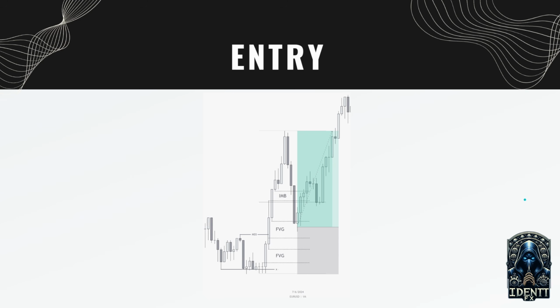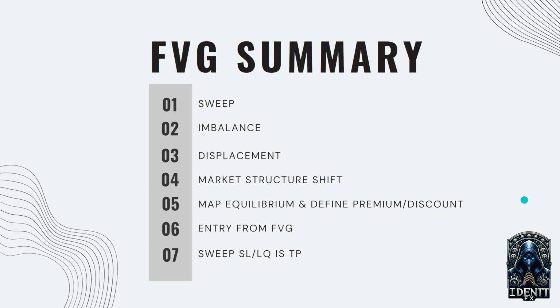So this is what the entry and exit would look like. You have your sweep, price pushes upwards, market structure shift, tap into the fair value gap, you take your entry and price rides to the highs. Simple, right? So let's quickly summarize.